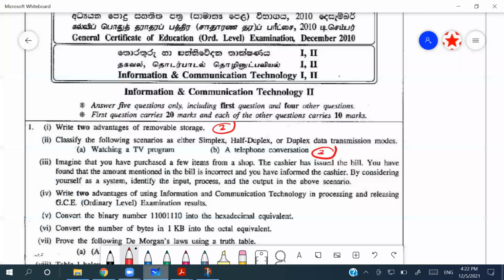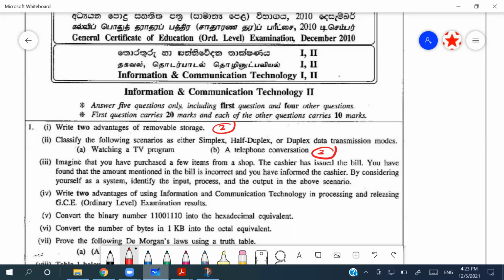Okay, so going to the fourth question, it says write 2 advantages of using information and communication technology in processing and releasing GCE ordinary level examination results. So we can take the process regarding the processing of the results. The process can be efficient, can be done in a quicker manner, and it can be done in a more accurate manner. And when releasing using ICT, the best thing is it can be shared or viewed by the entire population who have done the GCE O level.